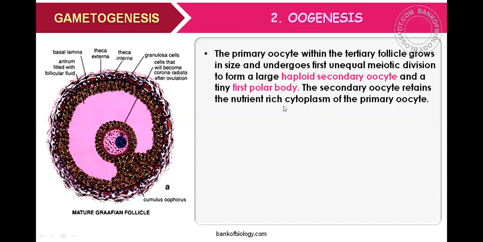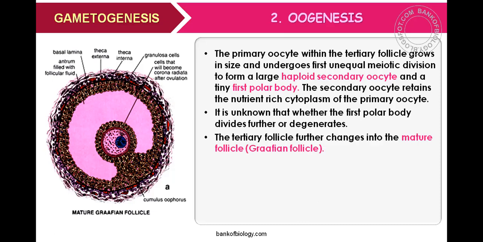Secondary oocyte retains the nutrient-rich cytoplasm of the primary oocyte. It is unknown whether the first polar body divides or further degenerates, that we don't know. The tertiary follicle further changes into the mature follicle. What do you say? It is Graafian follicle, है ना? Graafian follicle. And the secondary oocyte forms a new membrane, zona pellucida.